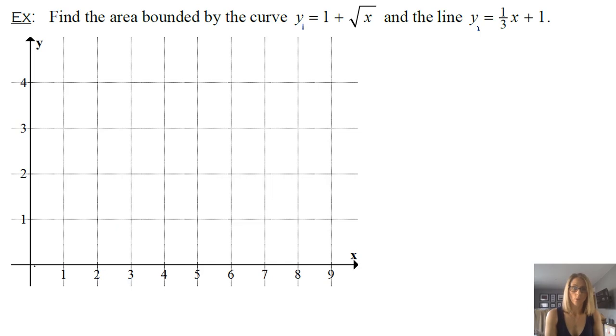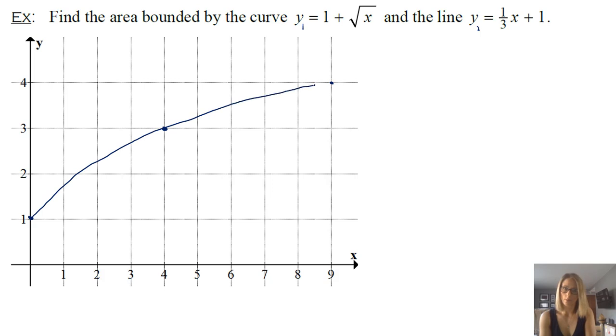So I'm going to do my square root function. It's just the square root of x, but it's shifted up 1. So that's something you should know. When x is 0, y is 1. I'll pick some good points. So when x is 4, I get 3 here. And when x is 9, I get 4. Okay. So this function looks a bit like this, at least for what I have here.